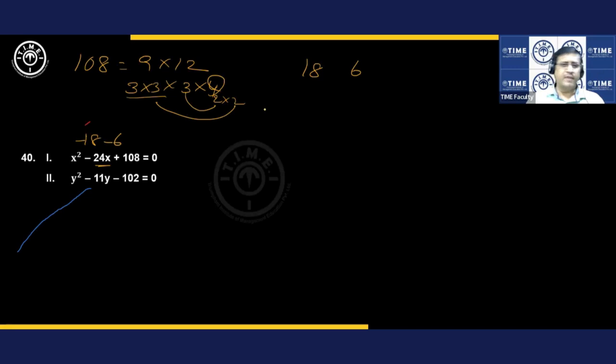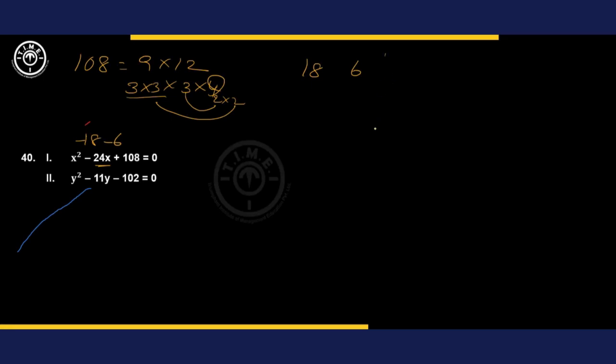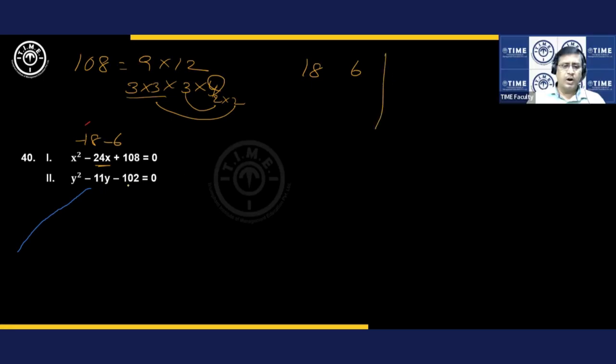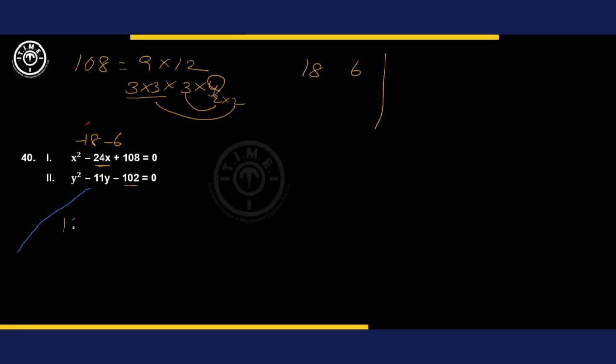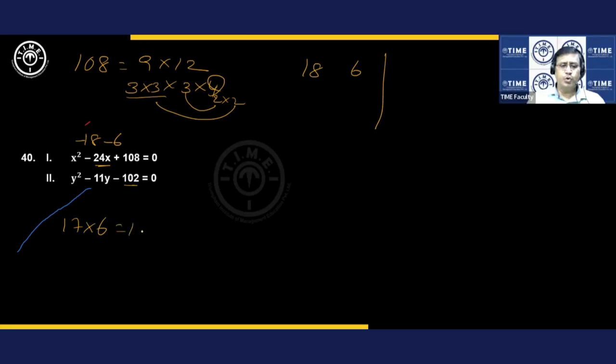Same number, same value, same number with opposite sign, divided by the coefficient of x square. What about this one? 17 into 6, that is 102. So minus 17 plus 6, that is minus 11. So what are the roots here? 17 and minus 6, divided by the coefficient of x square.